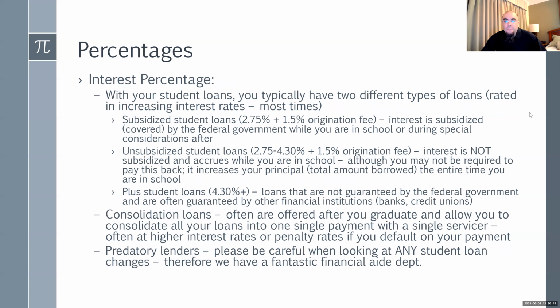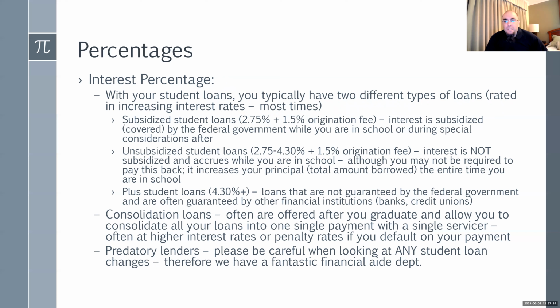With your student loans, you typically have 2 different types of loans, and the rates are increasing interest rates most times. You have subsidized student loans. Right now, it's about 2.75% plus 1.5% origination fee. And the origination fee is the fee that they're going to charge you just for giving you the loan. So like if you have a $1,000 loan that you're taking out for this semester, they're going to charge you $15 on top of that $1,000 just to give you the loan, right? They got to make theirs somehow.